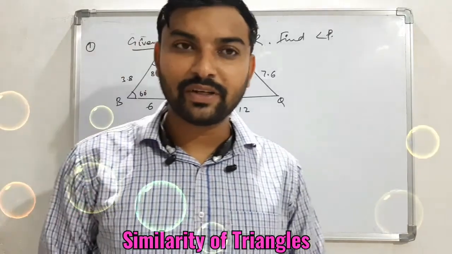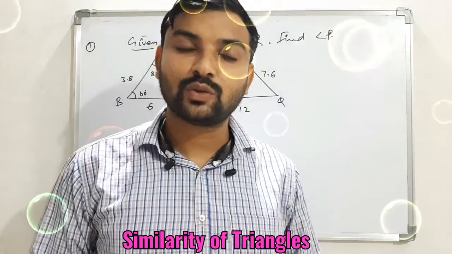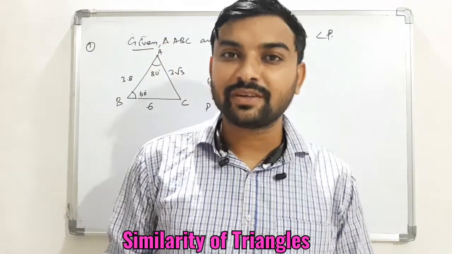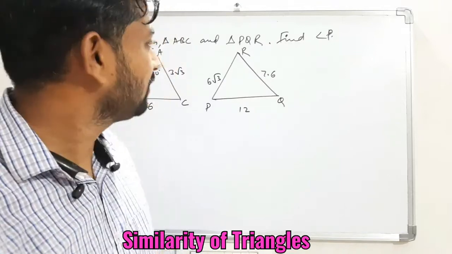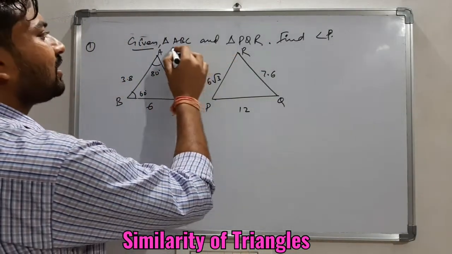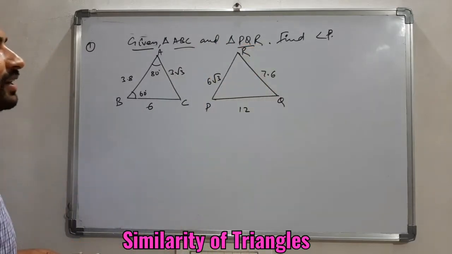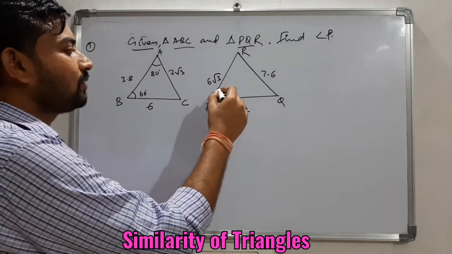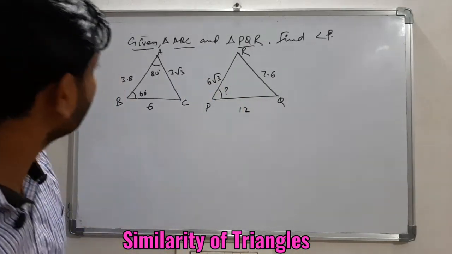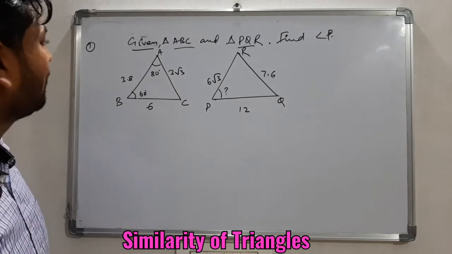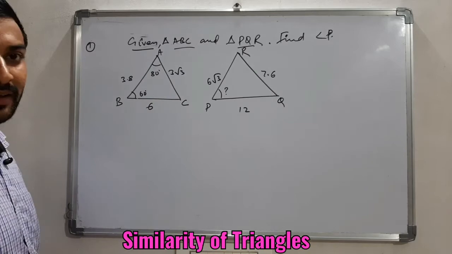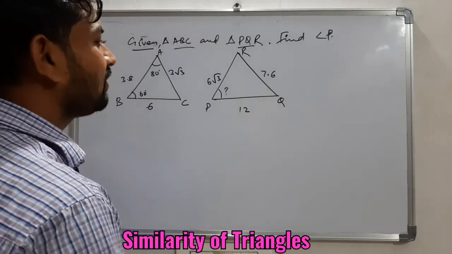In today's video, I'll be taking up two really important questions based on similarity of triangles. So let us take a look. The first question is, there are two triangles ABC and PQR which are given to us, and we have to calculate the value of this angle. Clearly, when we look at this, we do not have any information other than the angles inside, and we directly need to calculate the angle P.